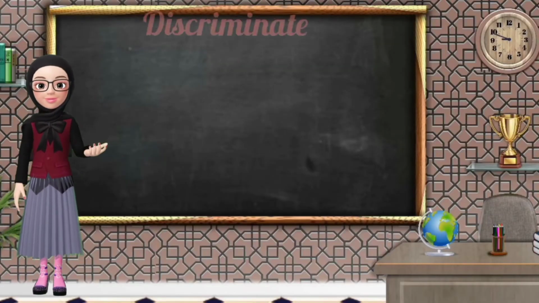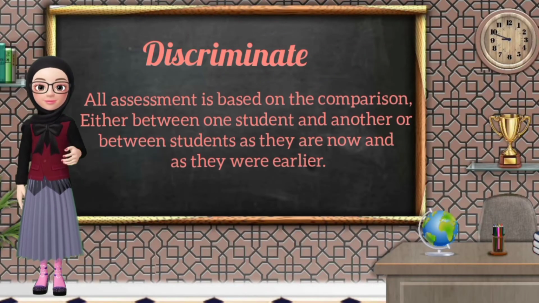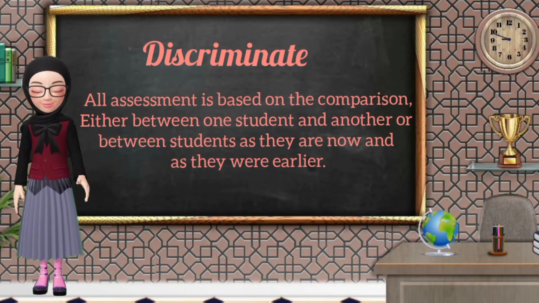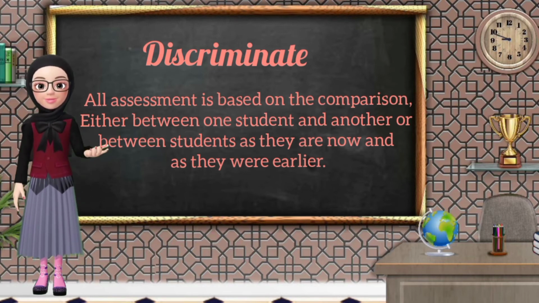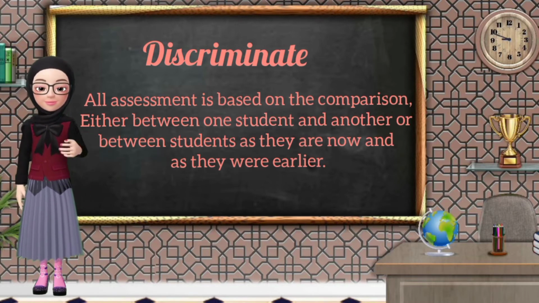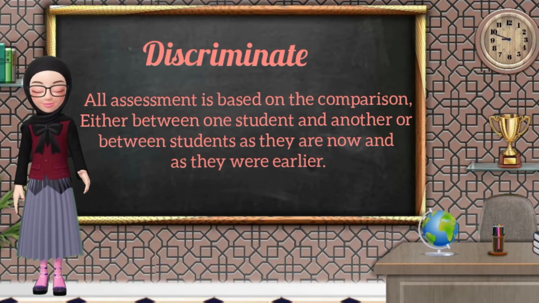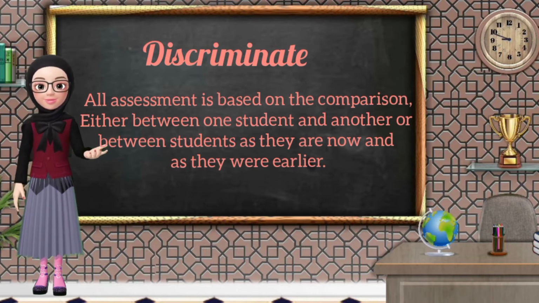The second one is discrimination. All assessment is based on comparison, either between one student and another or between students as they are now and as they were earlier. An important feature of a good test is its capacity to discriminate among the performance of different students or the same student at different points in time. The extent of the need for discrimination varies according to the purpose of the test.